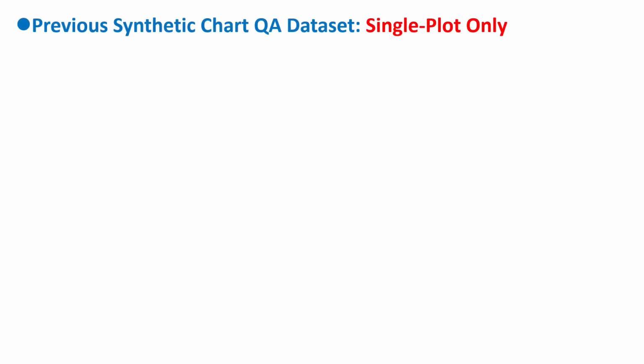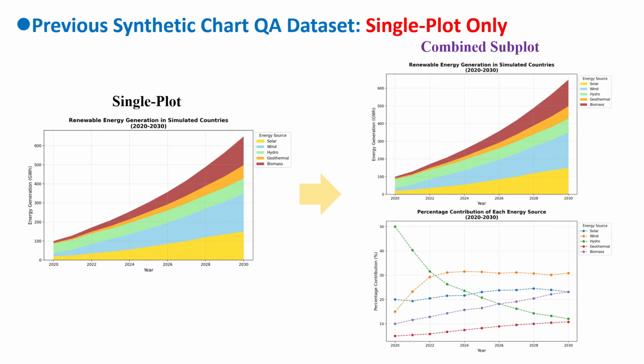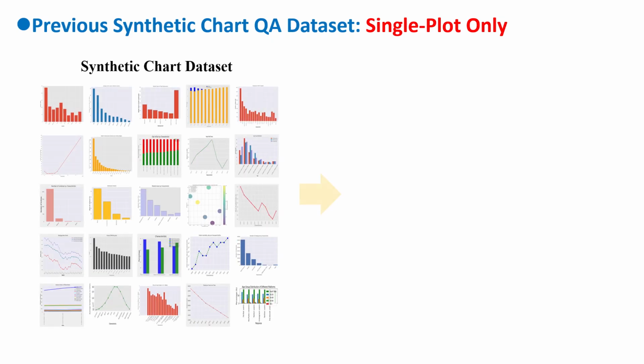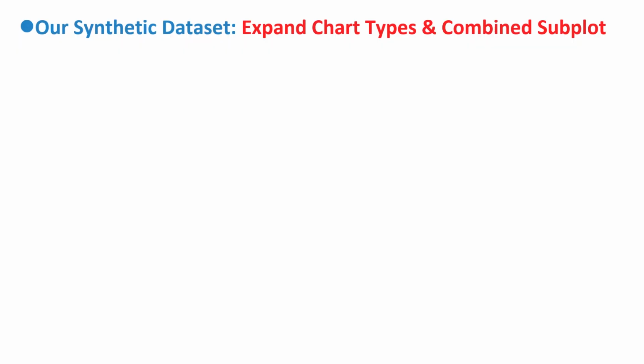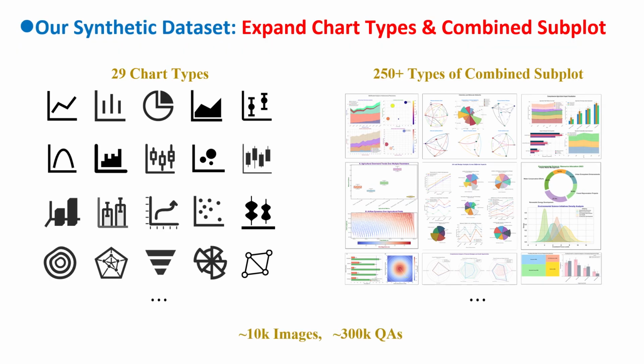The second gap is single plots only. Many datasets only have a single plot, but real papers and dashboards use multiple subplots, so models need cross-panel referencing. Multi-subplots bring shared legends, different axes, and cross-panel comparisons, exactly the kind of high-level reasoning we want to test. Our dataset is built to fix these gaps head-on.